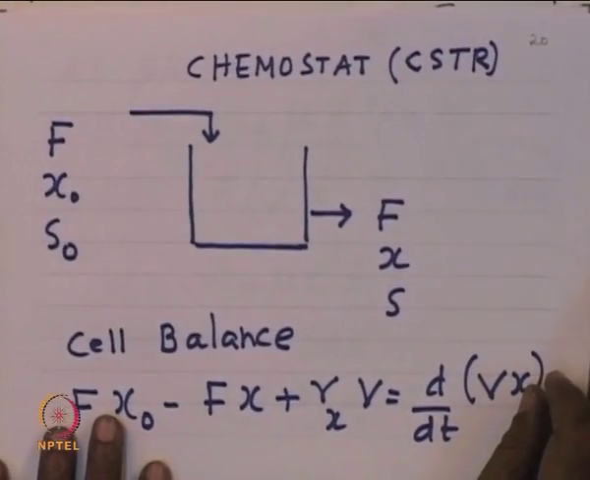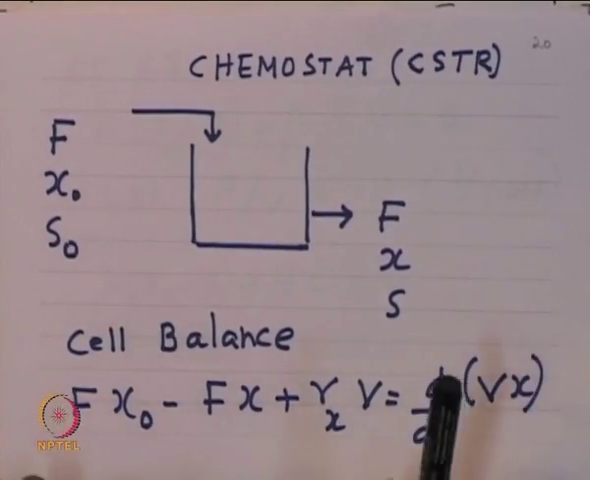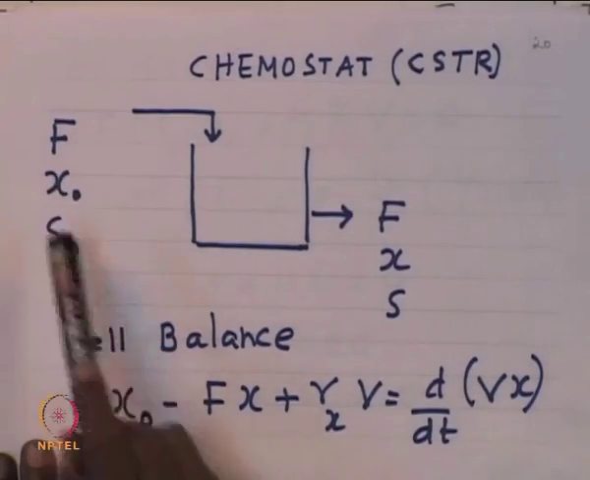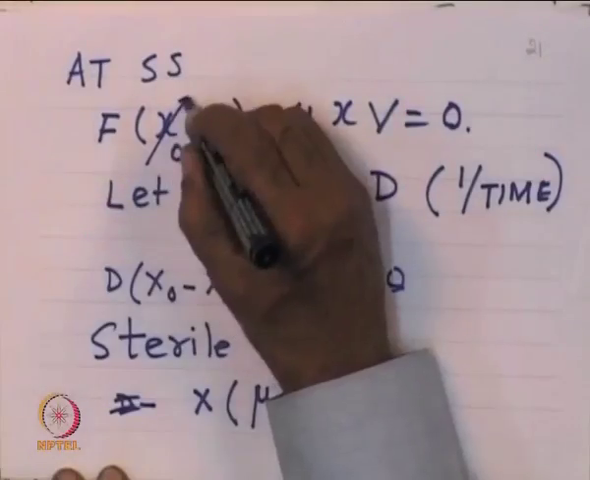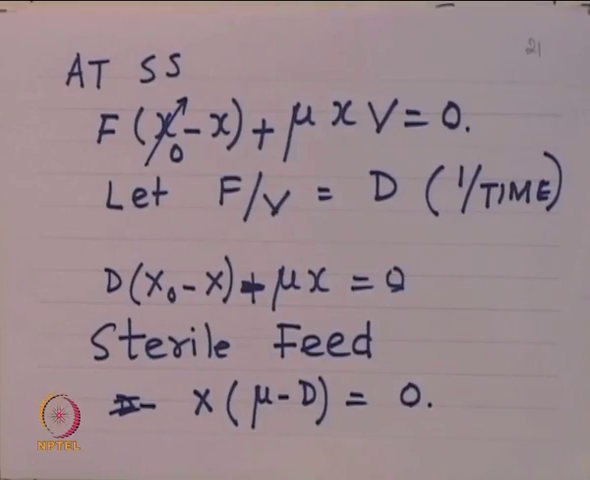And typically what seems to happen in biological processes is that we want this cell to be of our choice. For example, if it is penicillin, we want to have only pure culture of penicillin. In other words, in biology, we are interested in growing the cell of our interest. So, this feed stream is typically sterilized so that X naught is 0. This is what typically happens in a process. Now, therefore, sterile feed is a common need in biological process.